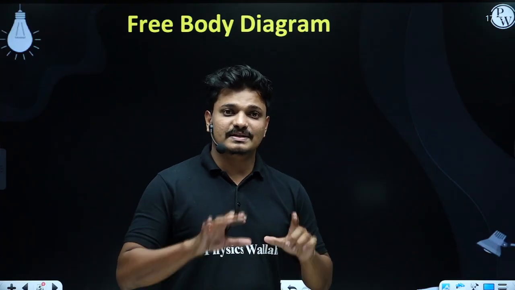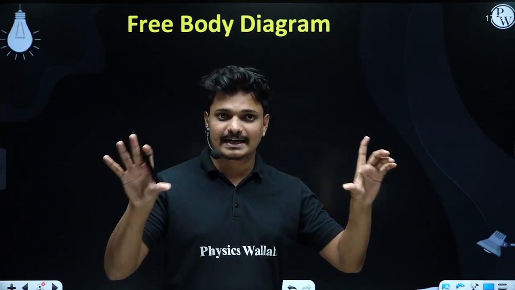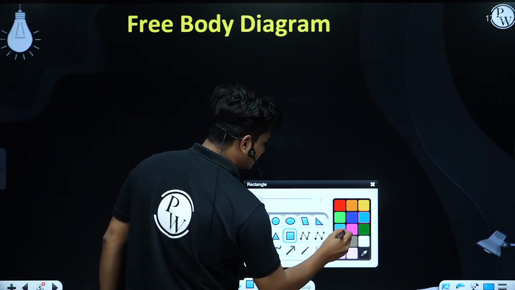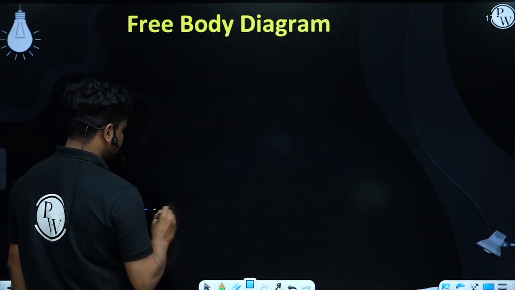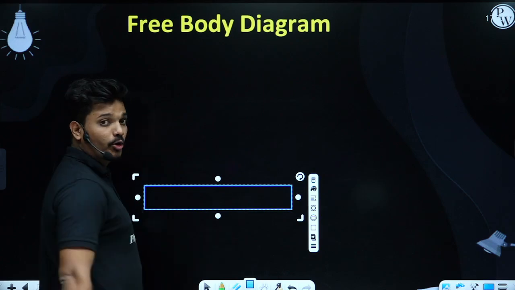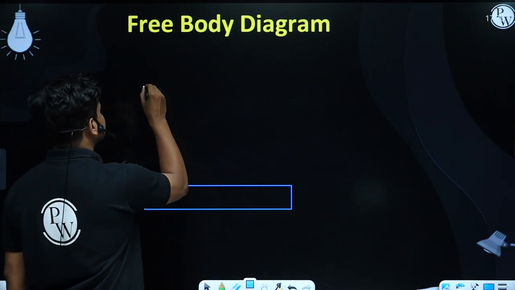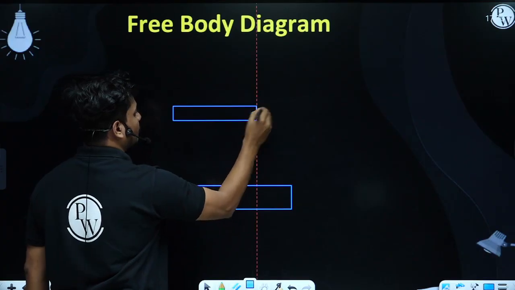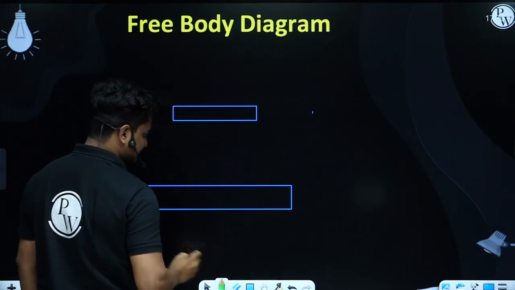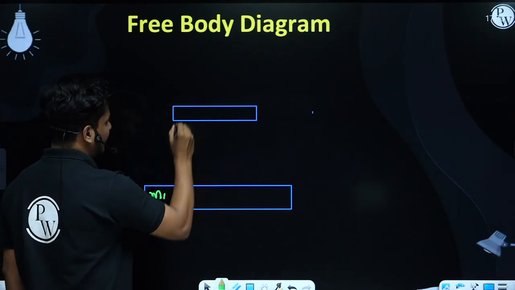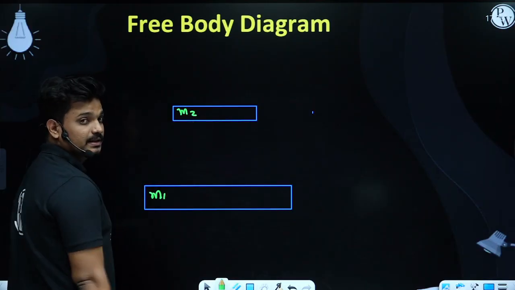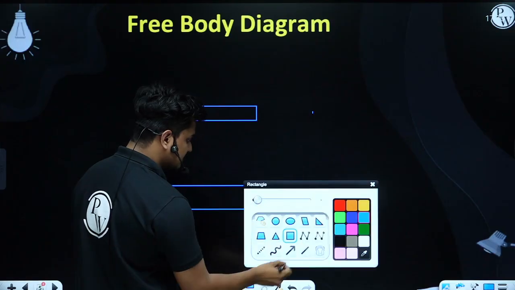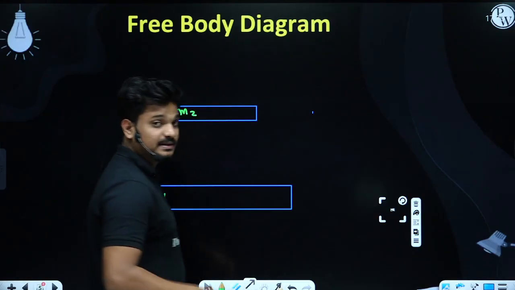Then we can start our section. First we need a free body diagram. We can draw that first. This is my bottom block, and this is my top block. This mass is given as m1 and this mass is m2. Then to draw the forces, that is a free body diagram.